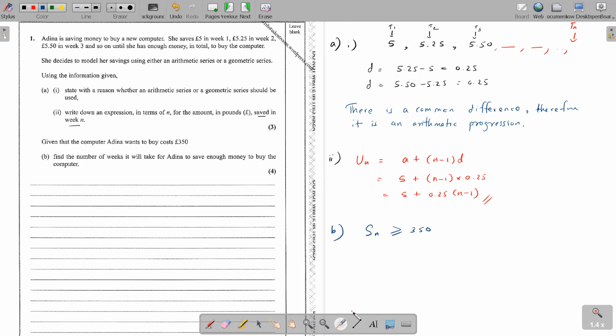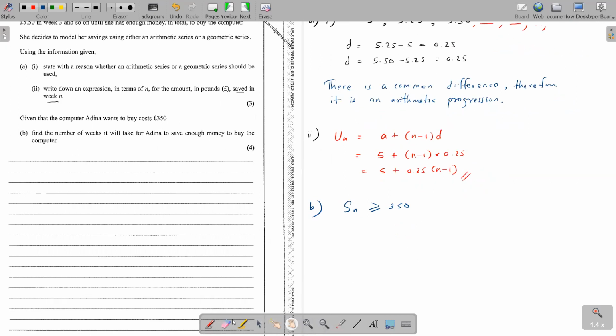Because it's highly unlikely that this sequence would add up directly to 350, and most of the time it will exceed. So we need to find the place where it first exceeds. Anyway, I'll just do it equal to 350 at this point. We may get a decimal, and if we get a decimal, we'll just have to round it up. That's all. So the sum equation is n over 2, 2a plus n minus 1 d, equals 350.